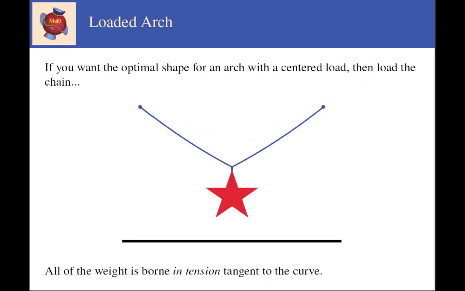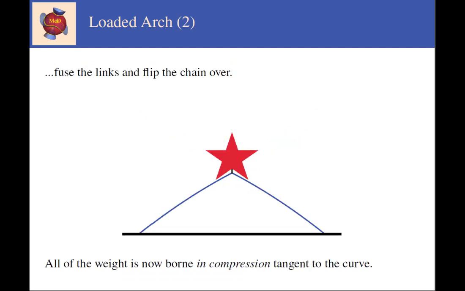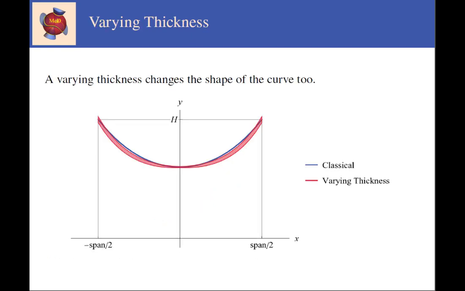Now again, if you want to construct an arch that supports a centered load, then you can apply that load to a chain so the weight is borne tangent to the curve. Then fuse the links and flip the chain over to form the optimal arch, where all of the weight is borne in compression. Again, varying thickness also changes the shape of the curve. In this case, the thickness of the red curve varies linearly with x, and it results in a shape that is different from the classical catenary, but not by much.